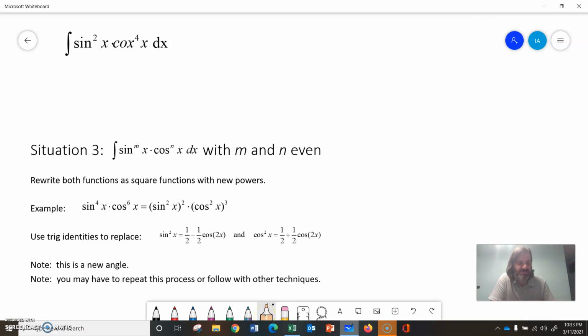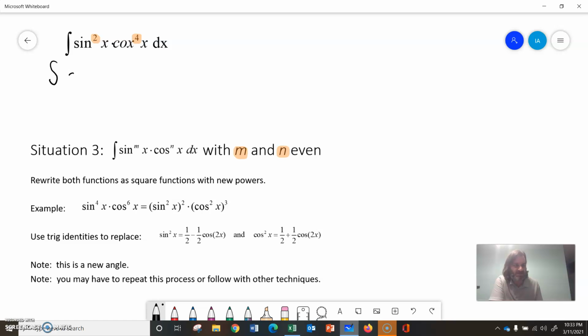Alright, we're still doing trig power integrations, and this one is the integral of sine squared times cosine to the fourth, which is where the two powers are both even. This is kind of like our worst case scenario, just the most work or the most confusing at times, aggravating.